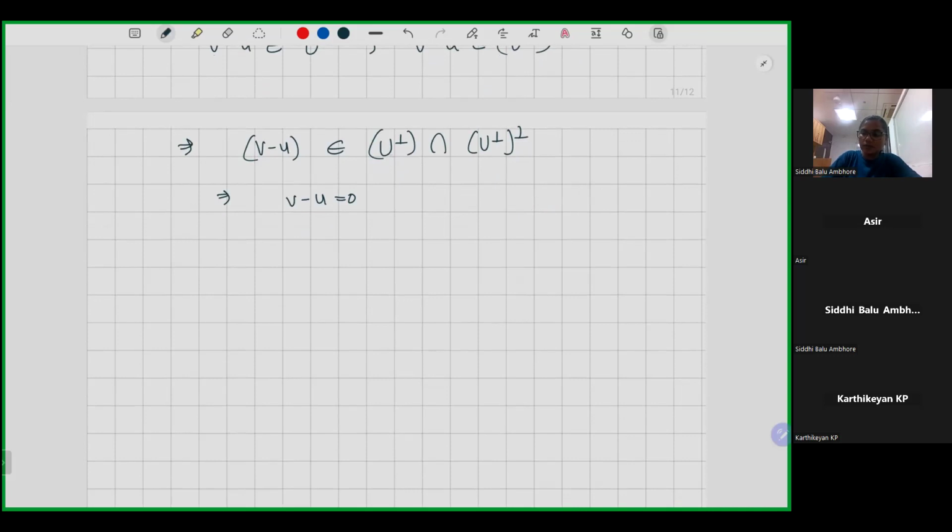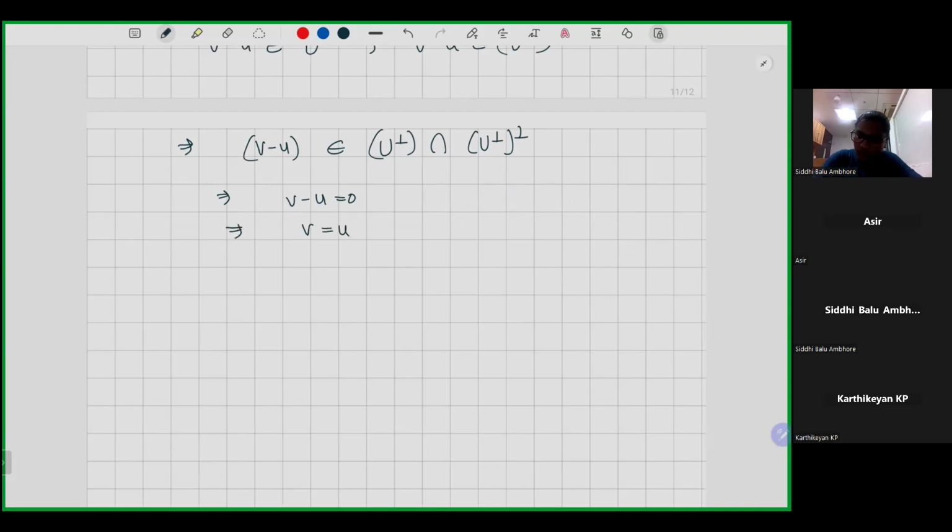So if an element belongs to both sets, it has to be 0, right? Because this V minus U is coming from a subspace and also from its orthogonal complement. If it were non-zero, then the inner product would be non-zero, in fact positive, so that doesn't hold. So it has to be 0. If an element belongs to a subspace and its orthogonal complement, then it has to be 0.